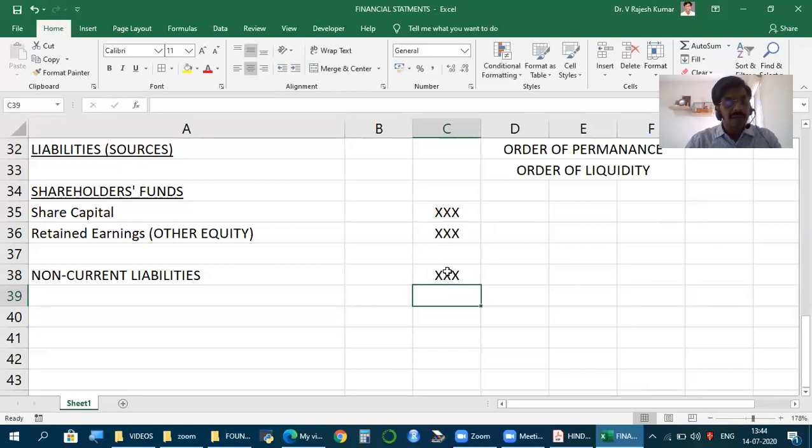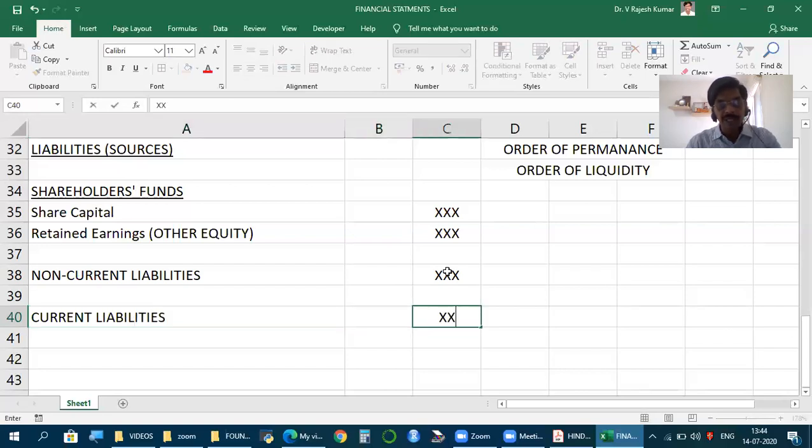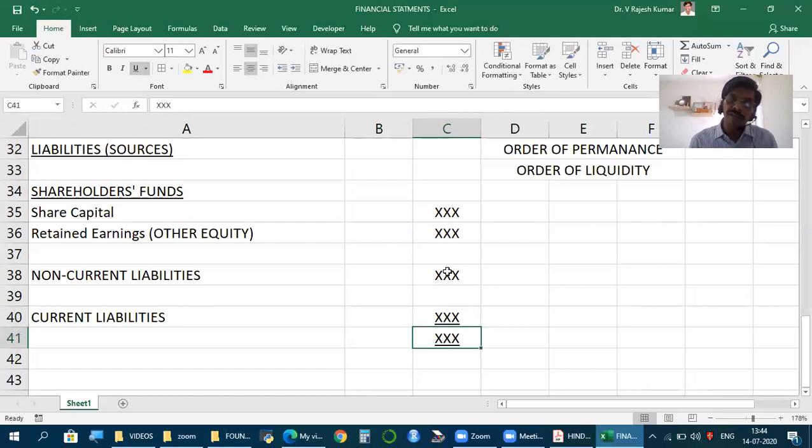Then we have current liabilities, which is a source of funding for short term. So liabilities are sources. Where the sources from which we get the funds are short term in nature, we call that current liabilities. Where can I get funds for short term? Bank overdraft.